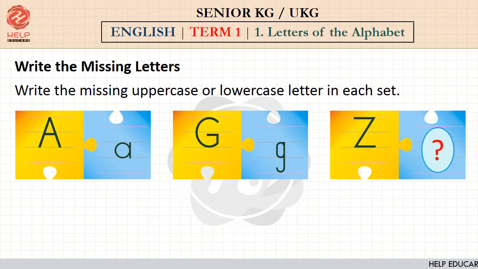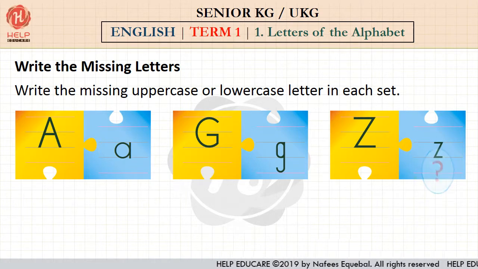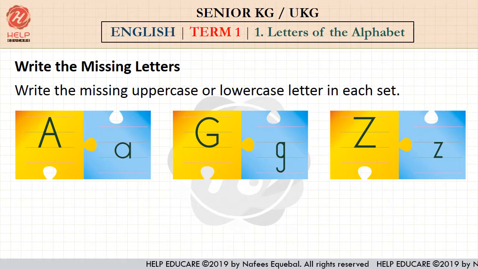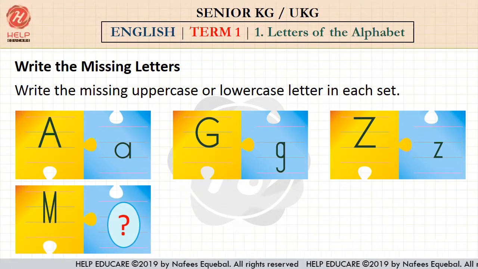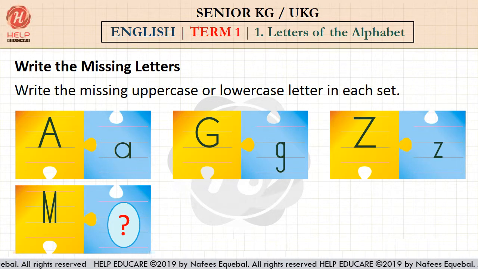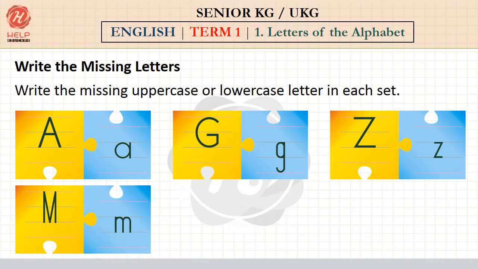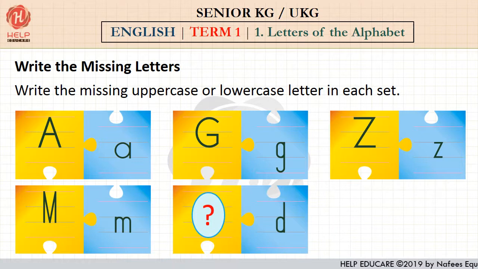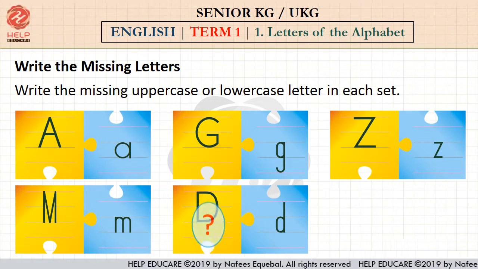Students, here, letter Z is given in uppercase. Therefore, the missing letter will be letter Z in lowercase. Here, letter M is given in uppercase. Students, what do you think? Right, the missing letter will be letter M in lowercase. Letter D is given in lowercase. Therefore, we will put letter D in uppercase here.